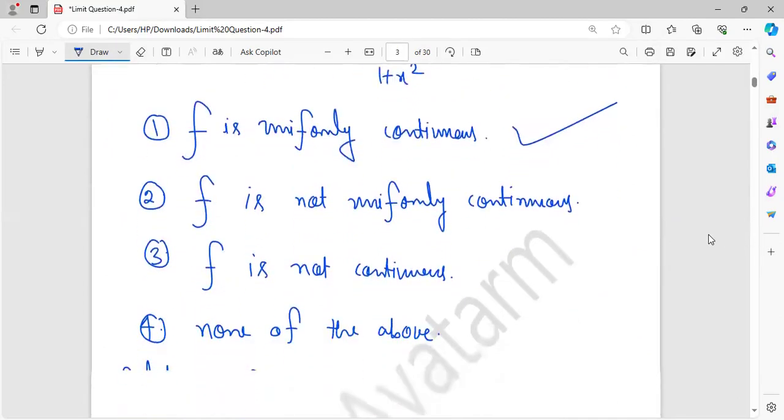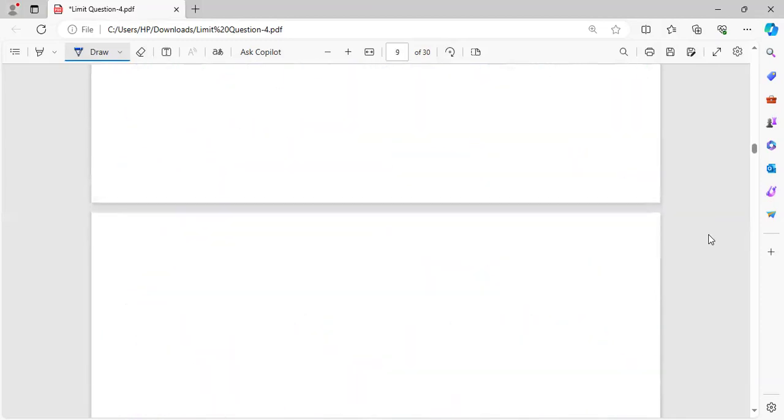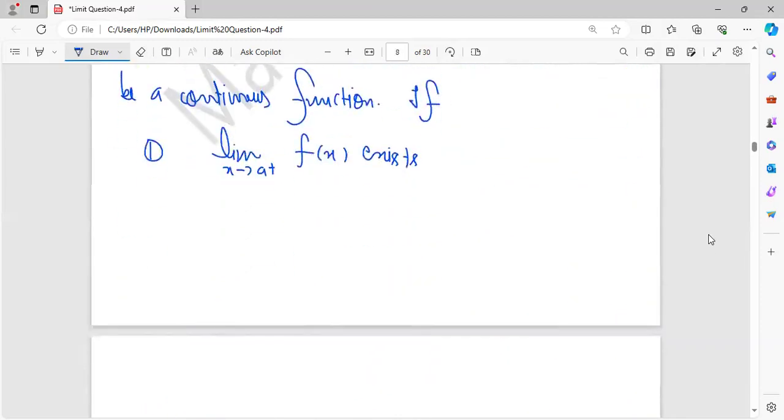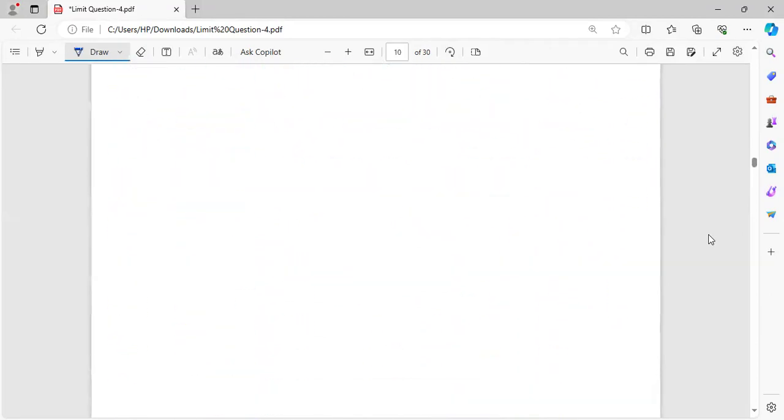Okay, so we have seen today's lecture, how it works, today's theorem and corollary, all these things, how they work. So today's lecture is up to this.